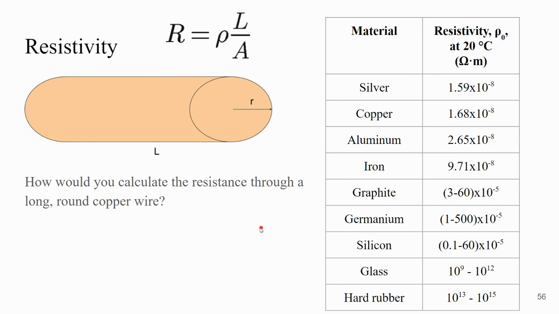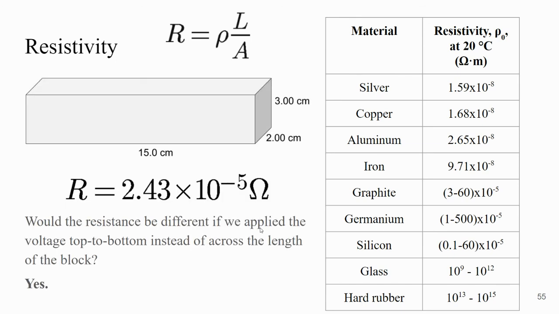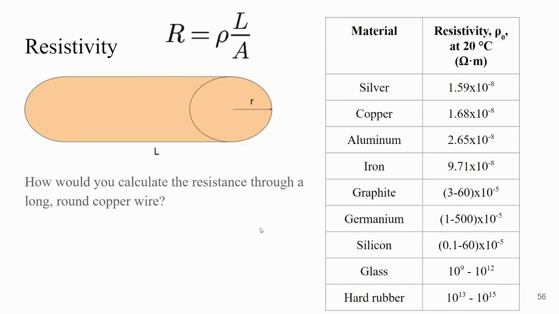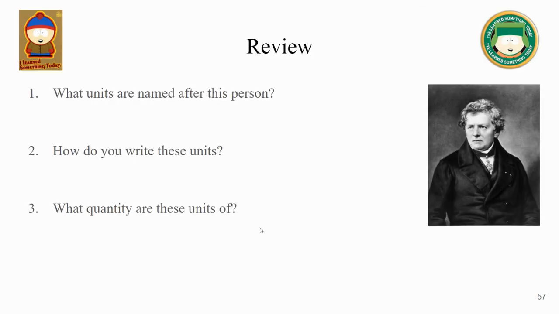So how would you calculate the resistance through a long round copper wire? Yeah, so typically we don't make wires that are square. We're much more likely to make them round. How would you figure out the resistance? Well, the length is easy enough to measure. The area is the area of a circle, which is pi r squared. So that's how you would do it.